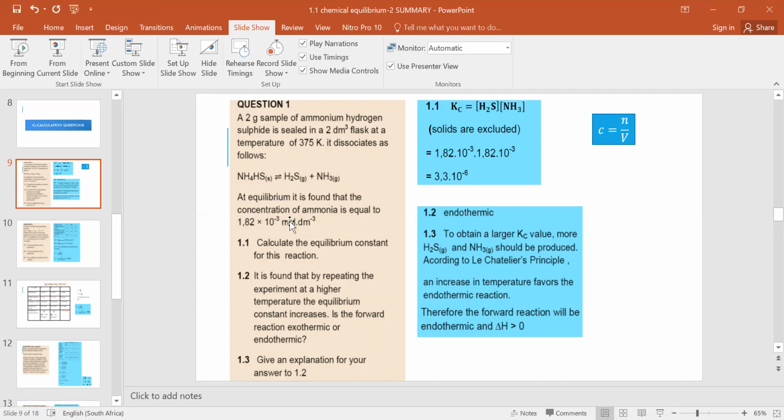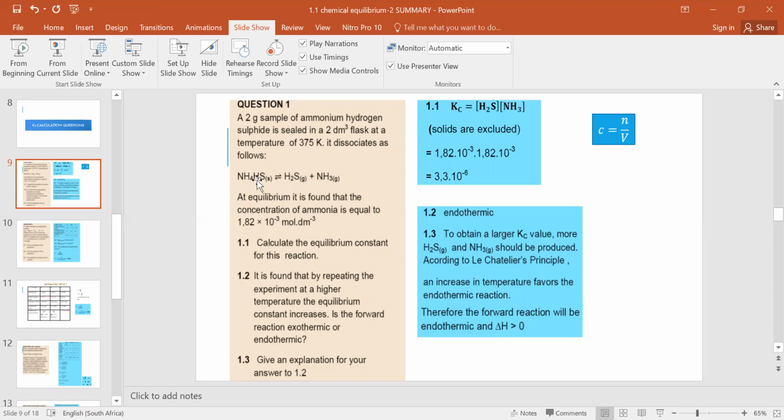And the concentration will be the same. Why will the mole ratio and the concentration ratio be the same? Because they have the same volume. Look at the formula on the right-hand side. C is equal to n over V. If the volumes are equal, you can say the mole ratio will be equal to the concentration ratio. So which means that you are going to have the same concentration of H2S and NH3 at equilibrium. So I can use this concentration ratio as mole ratio, okay? So now I know the concentration of H2S at equilibrium.